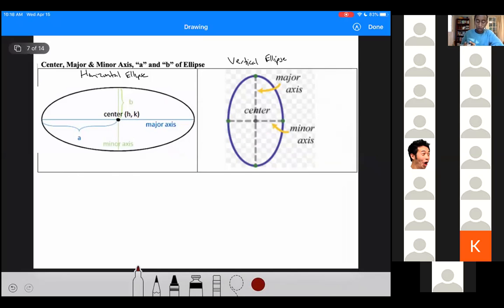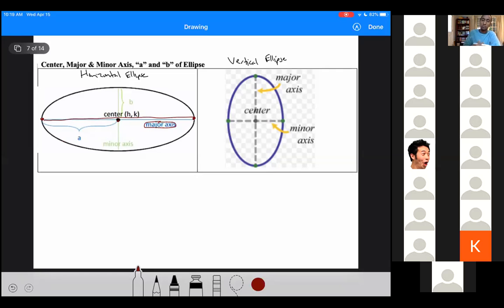Now there are several vocabulary words here. So the major axis, if it's horizontal, it's going to have a horizontal major axis, which is basically the distance from one end of the ellipse to the other end of the ellipse, and it's the longest axis that cuts it. It has to cut in half through the center. So this is not a major axis right here. It has to cut in half through the center. So this whole length is called the major axis.